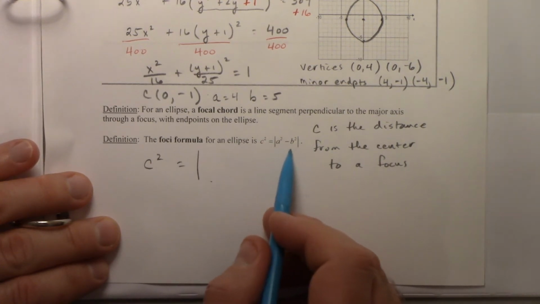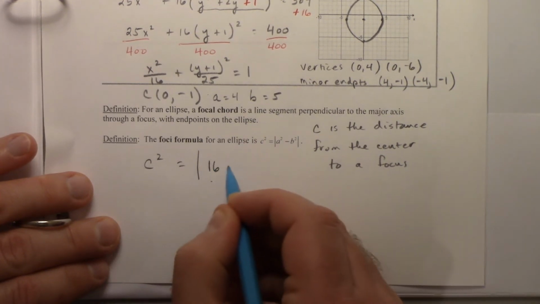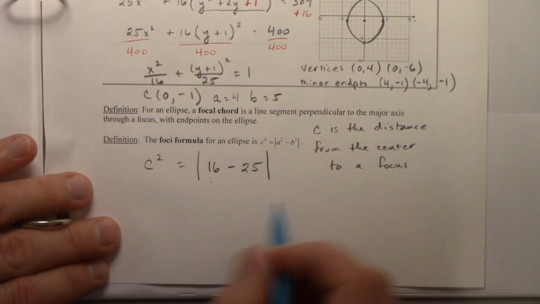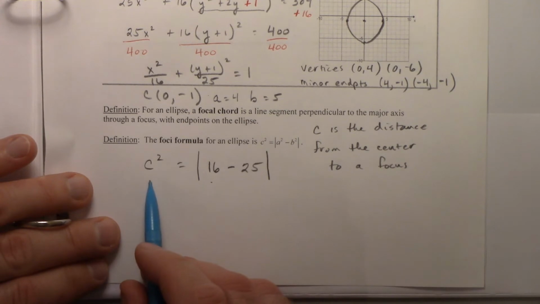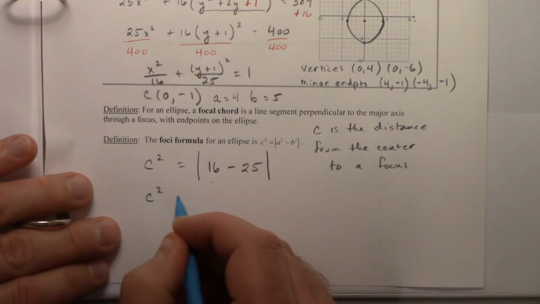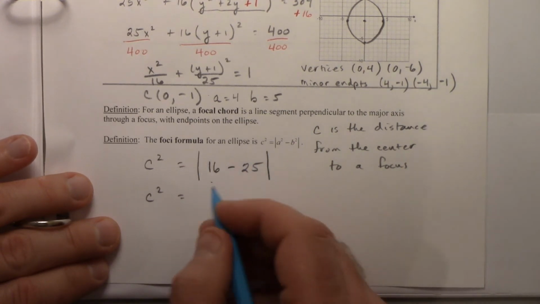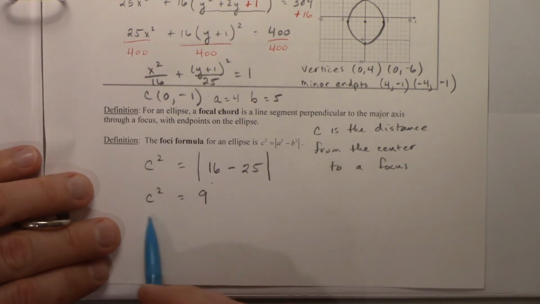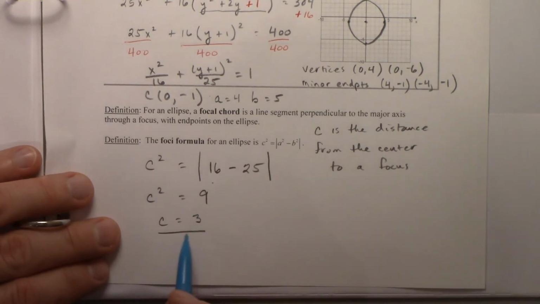You'll notice why the absolute value is important here. a squared is 16 minus b squared is 25. Do you see why they have the absolute value? We've got to make sure that this c squared number ends up positive. So 16 minus 25, that's negative 9, but since it's in the absolute value bars, we get positive 9. And of course, then just take the square root, you find that c is 3 units.